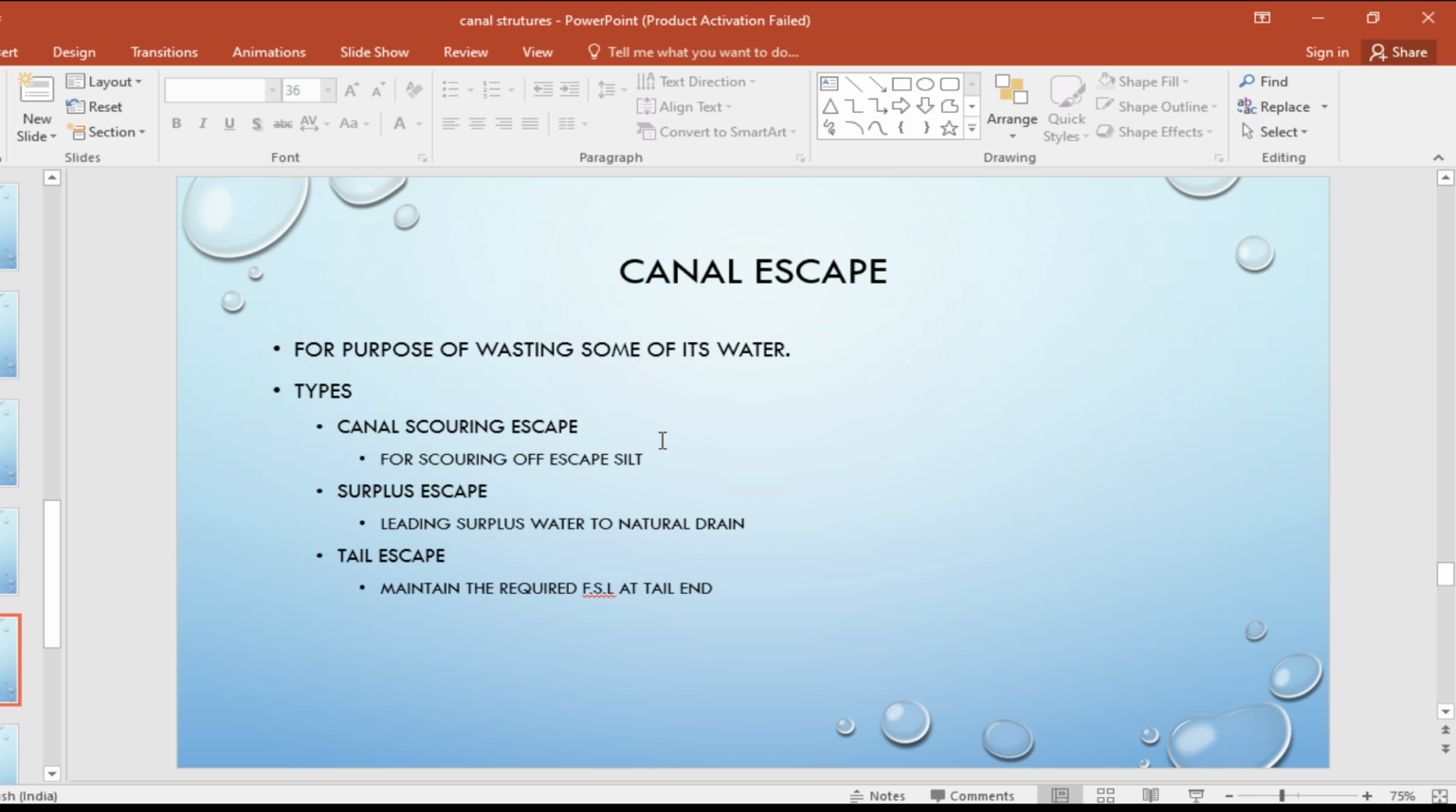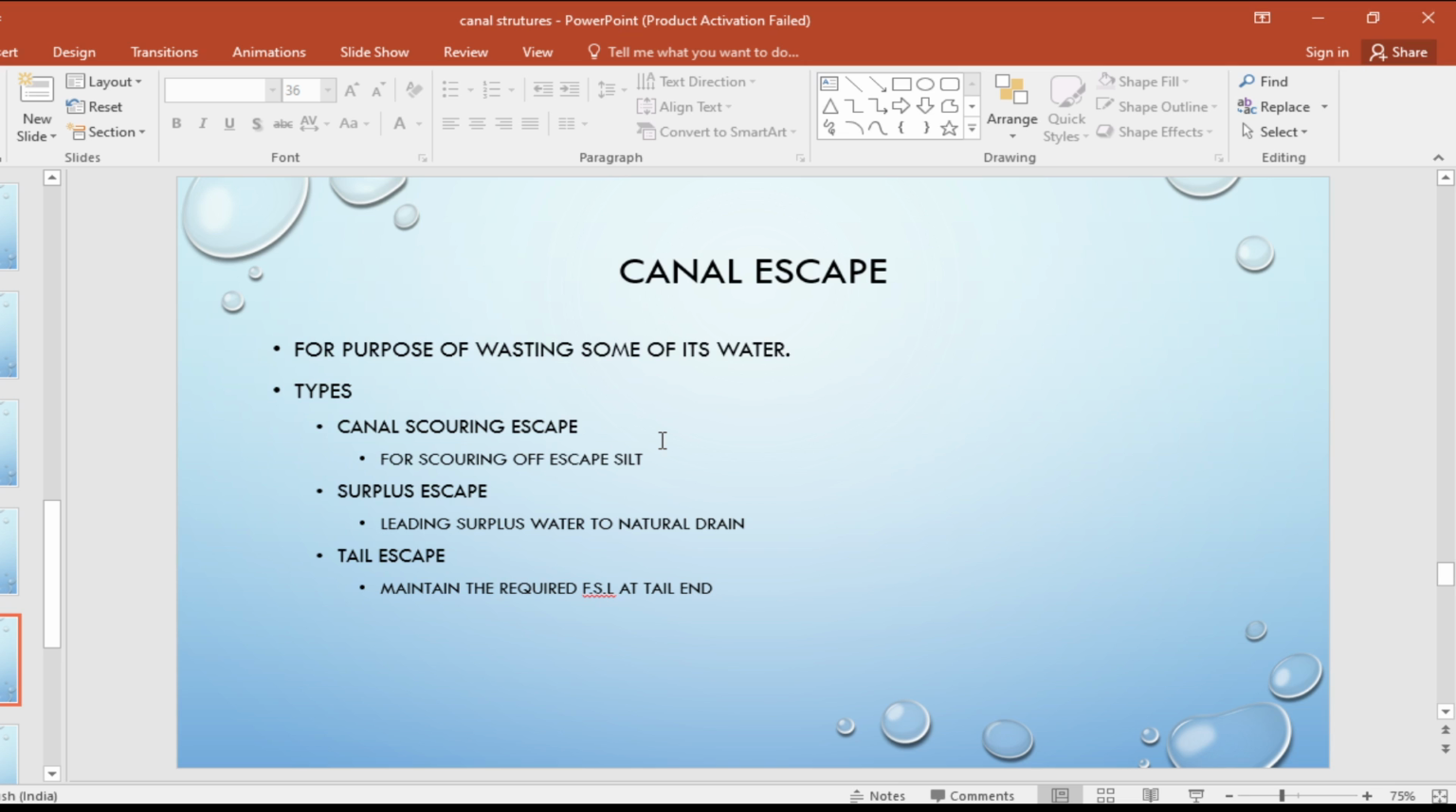Second, when excess water is there. Firstly, due to heavy rain. Secondly, due to the closure of canal outlet by the farmer. I'll explain what a canal outlet is. But when the farmers close this canal outlet, then heavy water will come into the picture. So we can remove excess water through this canal escape. In that case, the escape saves the downstream section of canal from overflow.